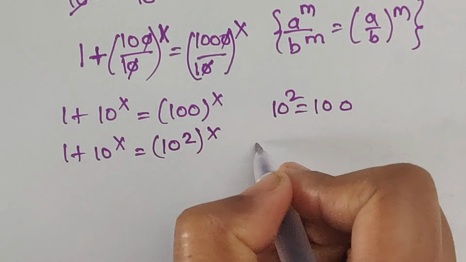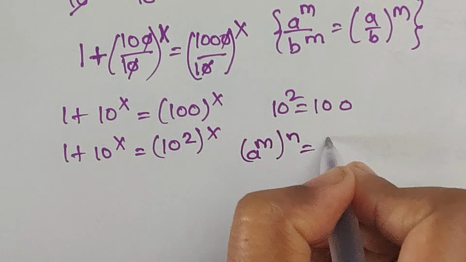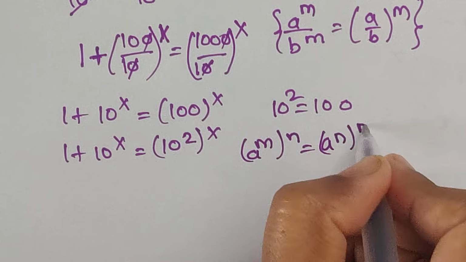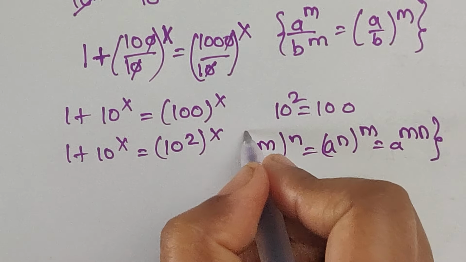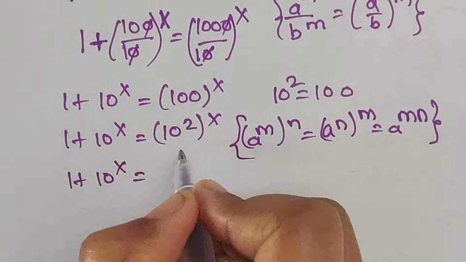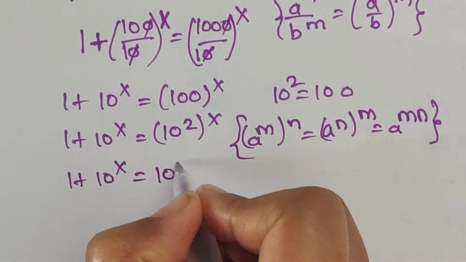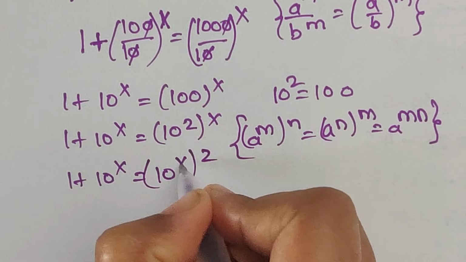So here we can apply this formula, a to the power of m whole to the power of n equals a to the power of n whole to the power of m equals a to the power of m times n. So use this formula. Here we can write 1 plus 10 to the power of x equals 10, so write this x inside, whole to the power of 2.